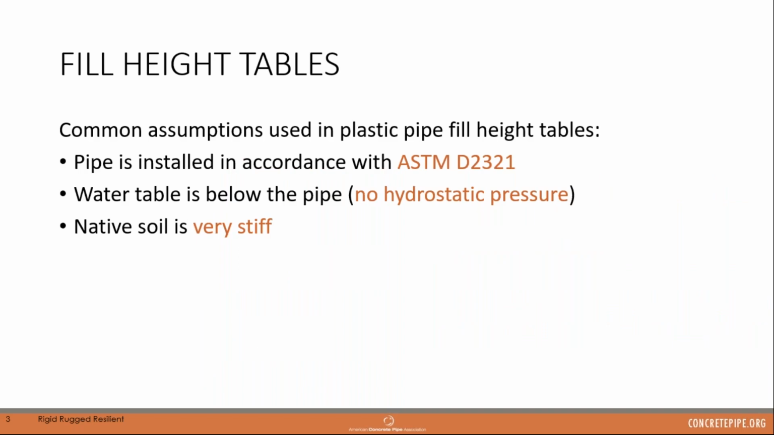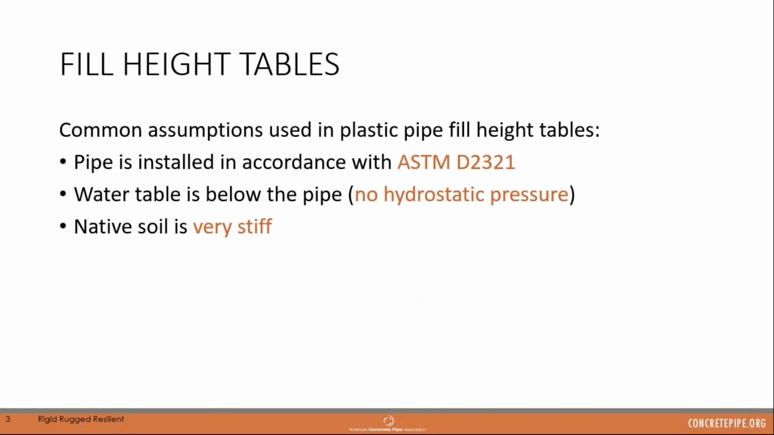So a question that some of you might be asking yourselves is why can't we just pull up the fill height tables that we've used before, that we've seen before? Well, I'm just going to say that understanding the LRFD methodology is going to be really important for anyone even before they attempt to use fill height tables, because every fill height table for plastic pipe is going to be built on a number of assumptions. Number one, that most of the pipes are going to be installed in direct accordance with ASTM D2321. They also assume that the water table is below the pipe, so no hydrostatic pressure. And they also assume that the native soil is, again, at least as stiff as the backfill material.